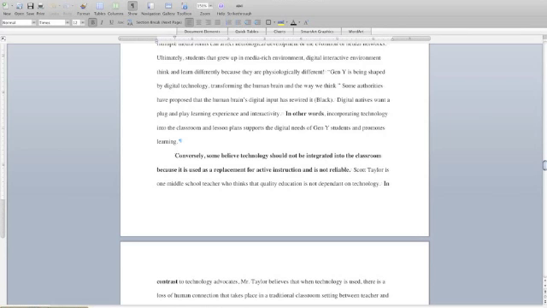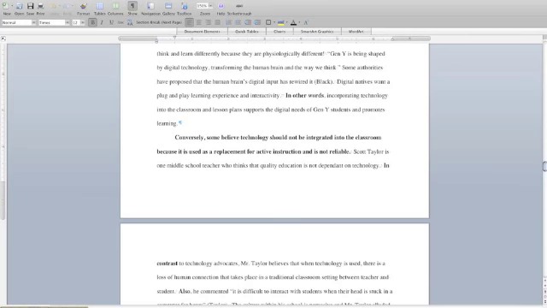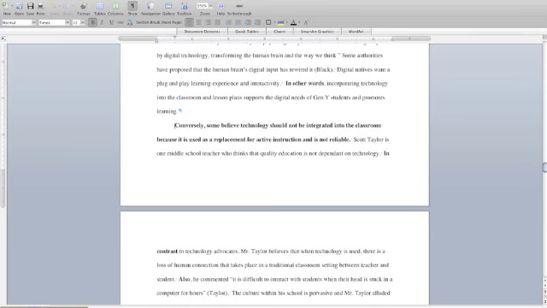So take a look at that topic sentence. It lets the readers know we're going against the thesis that technology should and saying it should not be integrated. We're not going against it per se, but we're revealing the opposing view here. And also the reason. Because it is used as a replacement for active instruction and is not reliable.